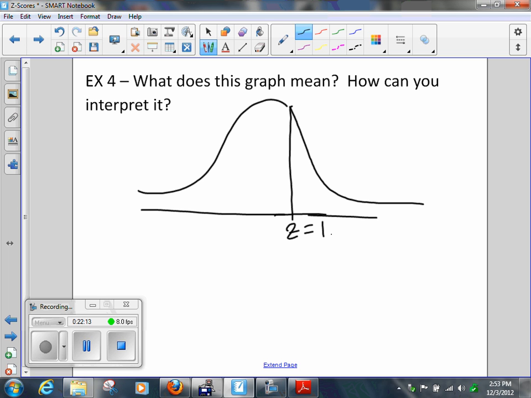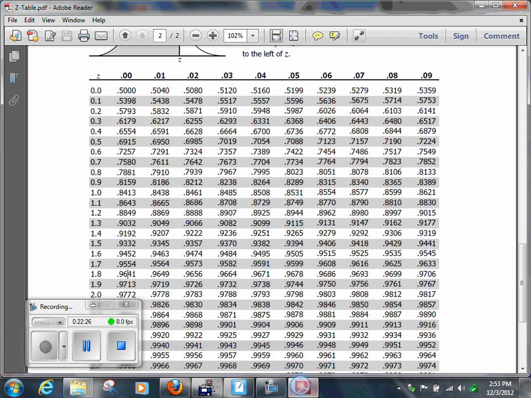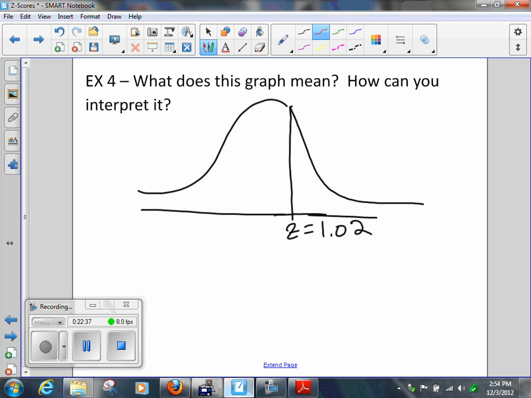What if I gave you this graph, and it had that the Z-score was 1.02? What would you need to do? What does this mean? It means that you'll go to your Z-score table and you'll look at 1.02. Here's 1.0. Here's 0.02, so 0.8461. What does that mean? That's 84.61%.